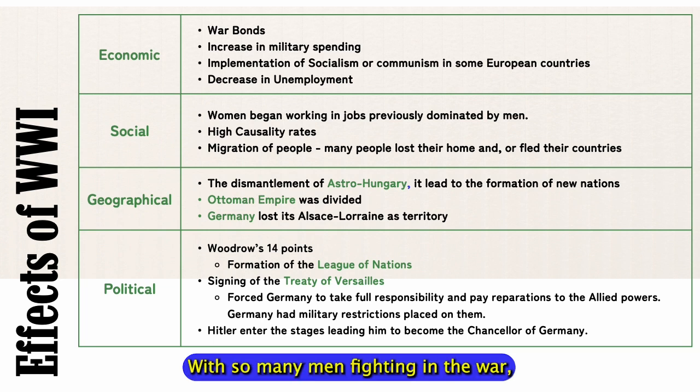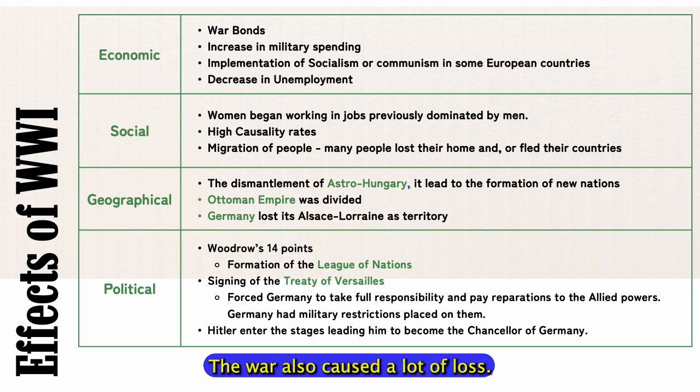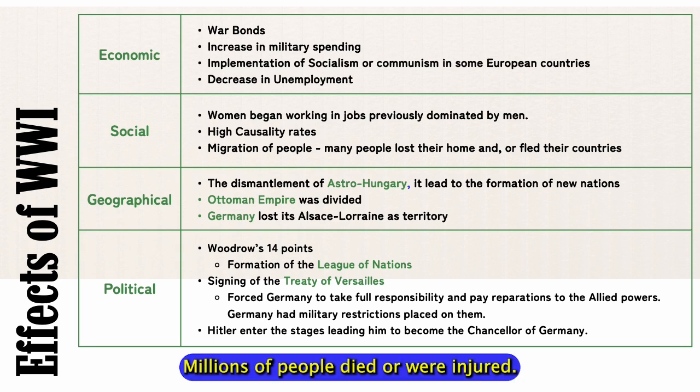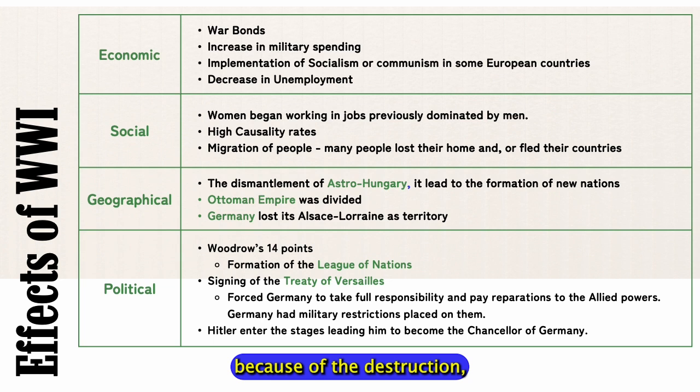With so many men fighting in the war, women stepped into jobs that were usually done by men. This was a big step toward gender equality. The war also caused a lot of loss. Millions of people died or were injured. Many people lost their homes because of the destruction, and some became refugees, fleeing to safer places.